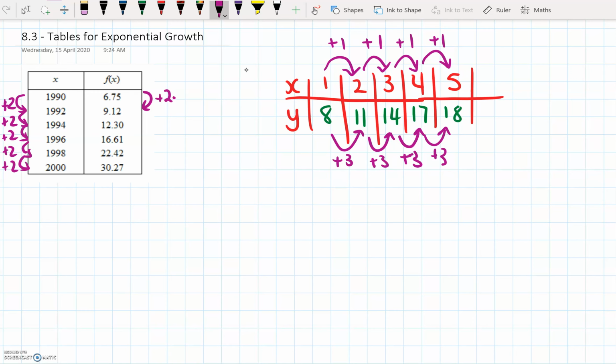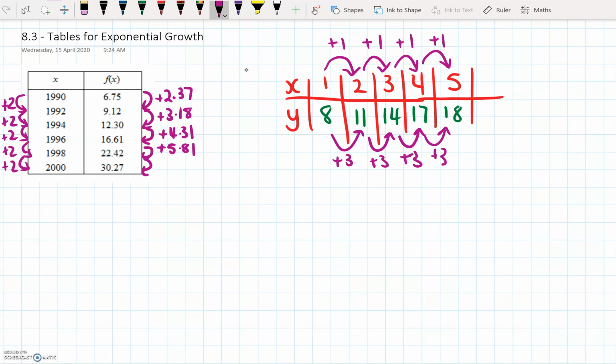So this is plus 2.37. The next one, 12.3 minus 9.12 gives us 3.18. So we can already see that this is not a constant change. This is not going to be linear. 16.61 minus 12.3 gives us plus 4.31. And the next one, 22.42 minus 16.61 gives us 5.81.